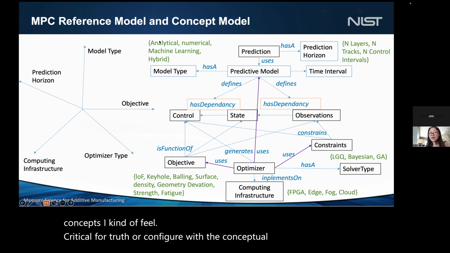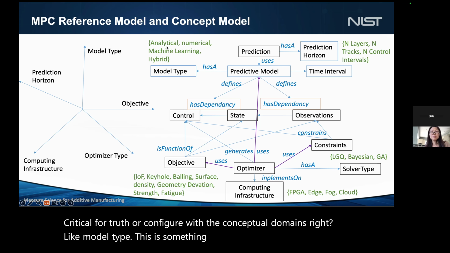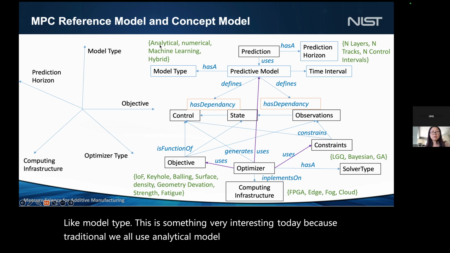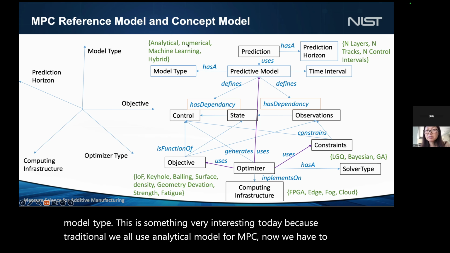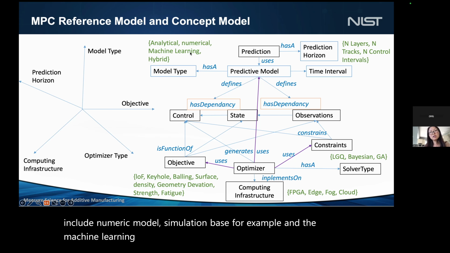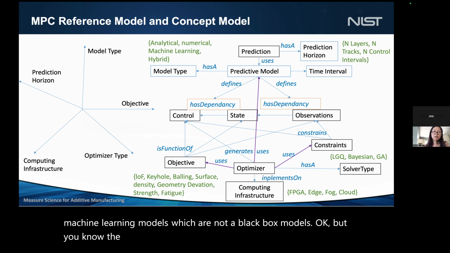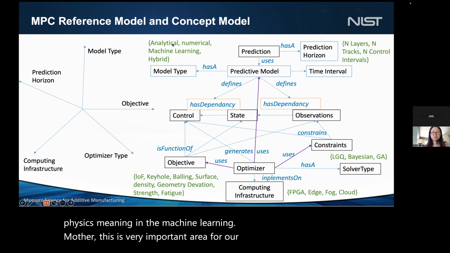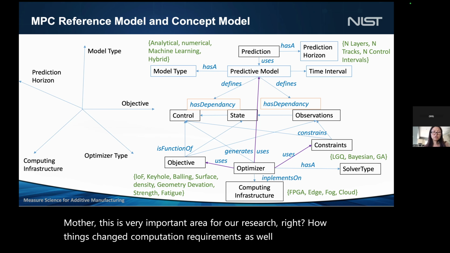right? Like model type. This is something very interesting today, because traditionally we all use analytical models for MPC. Now we have to include numeric models, simulation-based for example, and machine learning models, which are not black box models. The progress of hybrid models could embed physics meaning in the machine learning model. This is a very important area for our research. How things change: computation requirements, as well as the performance.